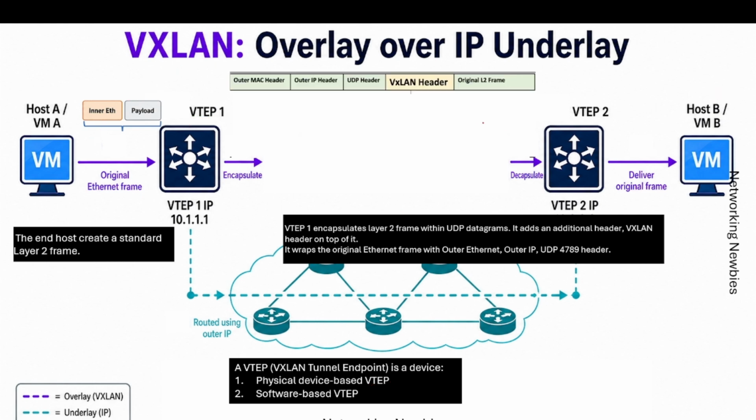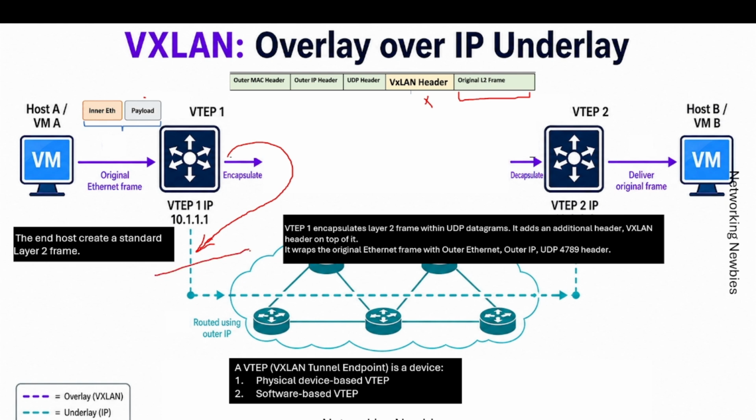Now this is how the final encapsulation will look. Again, you can see we have the original layer 2 frame, which is this one, then the VXLAN header, and on top of that the outer IP header and outer MAC address. After encapsulation, this VTEP will hand over the resulting encapsulated packet to this IP infrastructure, which we call the underlay network.